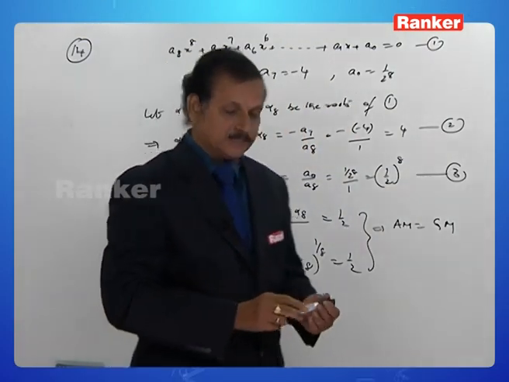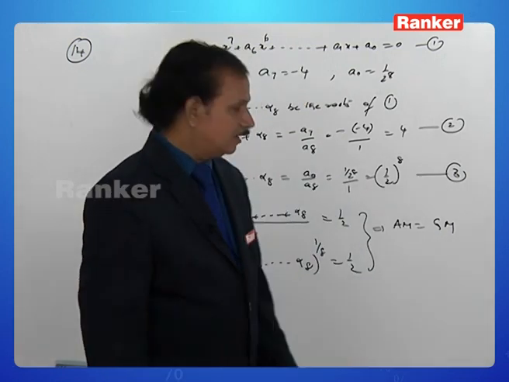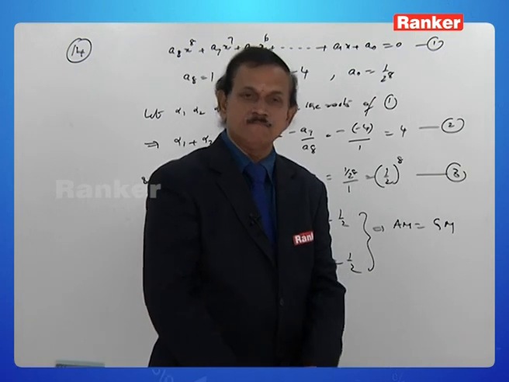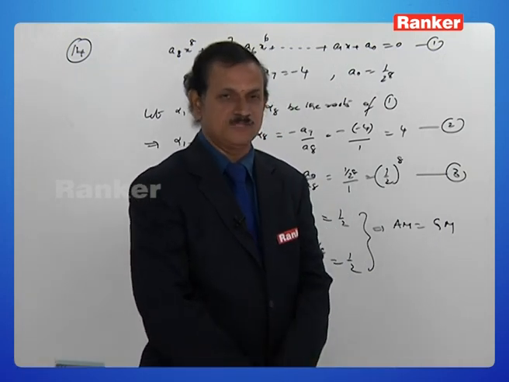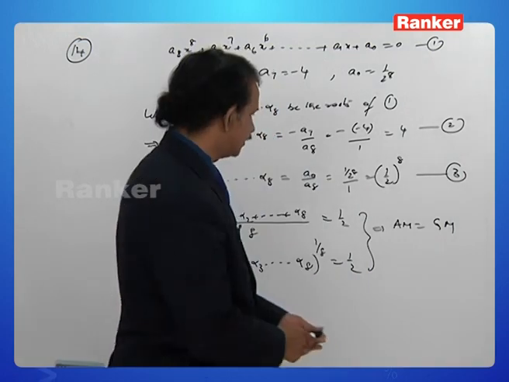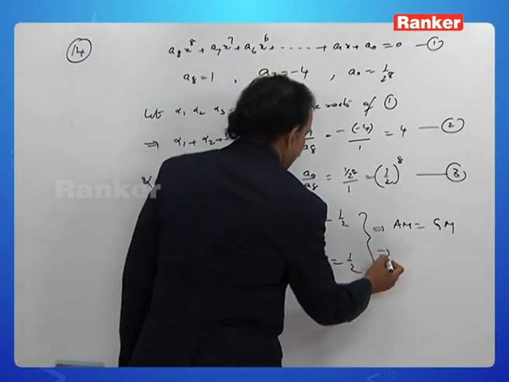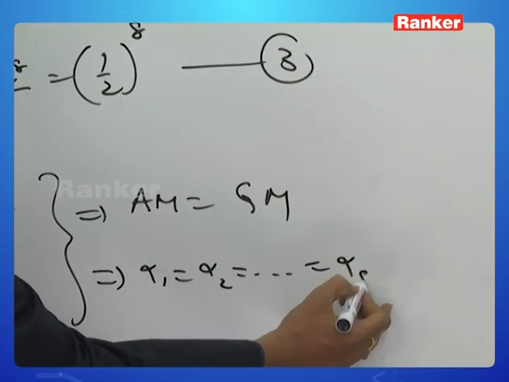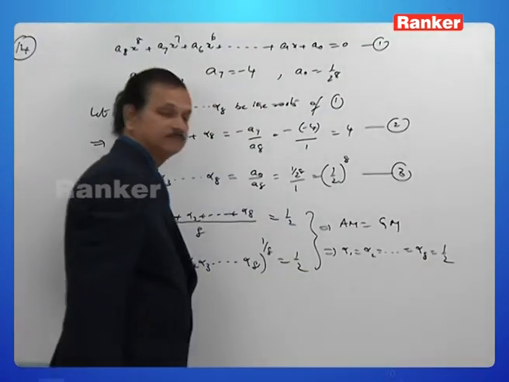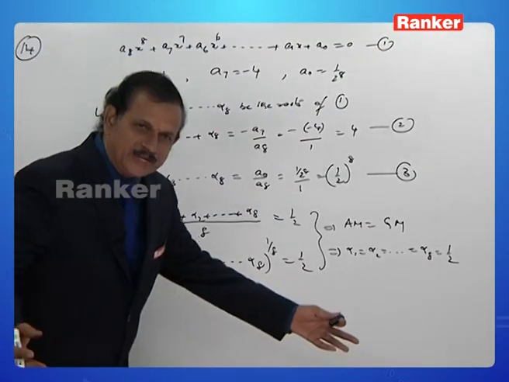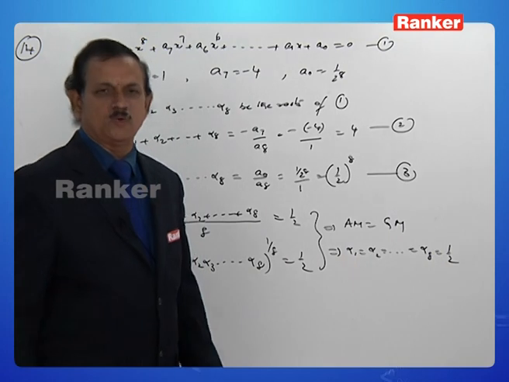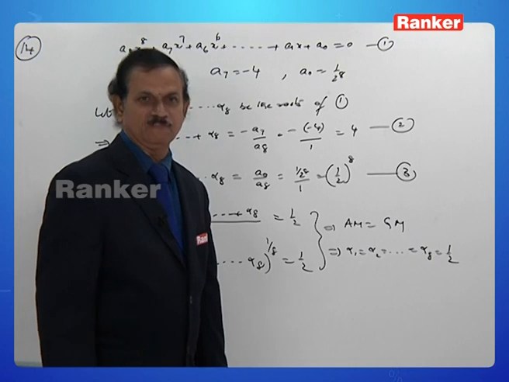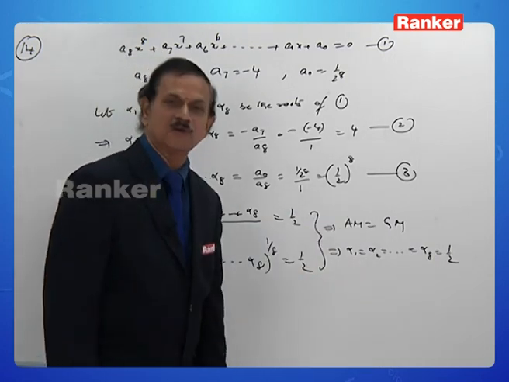In general, arithmetic mean and geometric mean do not coincide. If at all they do coincide, then the numbers whose AM or GM is found are equal. That is, from this we can say that alpha 1 is equal to alpha 2 is equal to alpha 3 is equal to alpha 8 is equal to half. Then only we can observe that the AM and GM coincide. Of course, they are coinciding with half. Therefore, alpha 1 is half, alpha 2 is half, etc. Alpha 8 is also half.